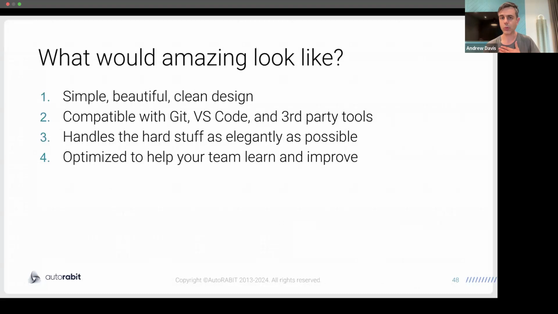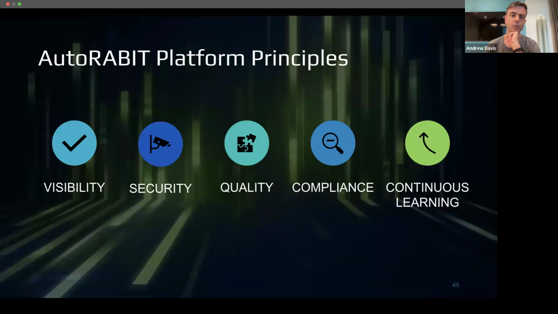So if I think about what amazing would look like, and again, this is a bit on AutoRABIT's vision: simple, beautiful, clean design, compatible with Git, VS Code, these kinds of things, but abstracting away all of the complexity, handling the hard stuff. That's the way we want to think about it. Handles the hard stuff as elegantly as possible and optimized to help your team learn and improve. So that's our vision of what we're moving towards.